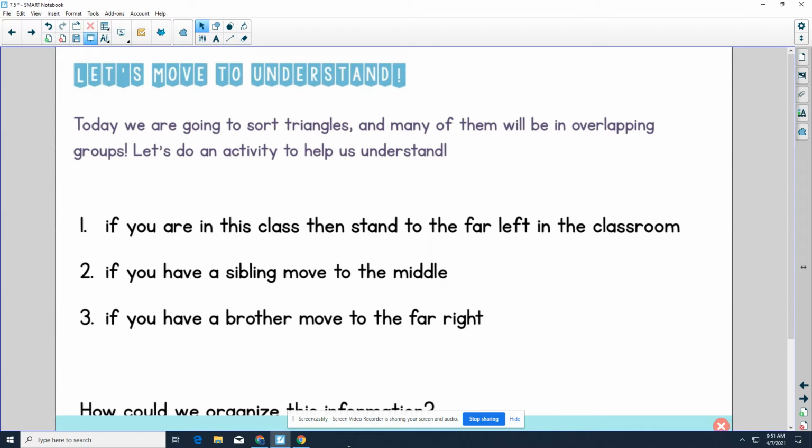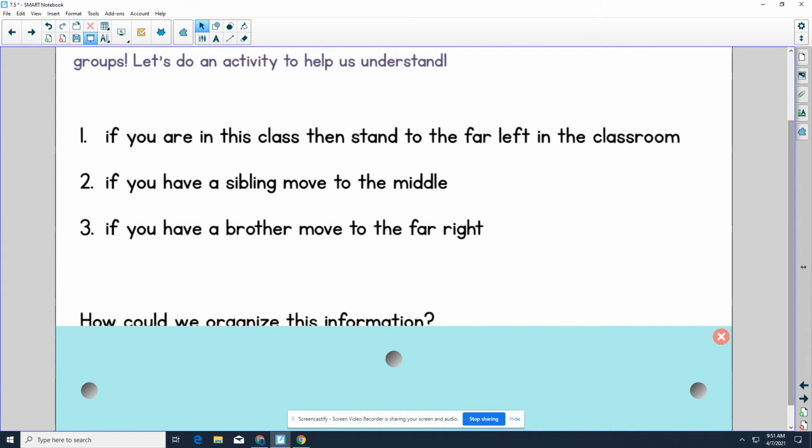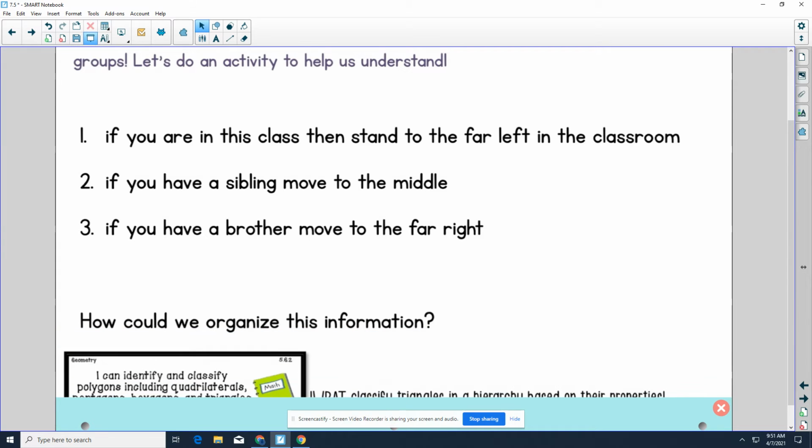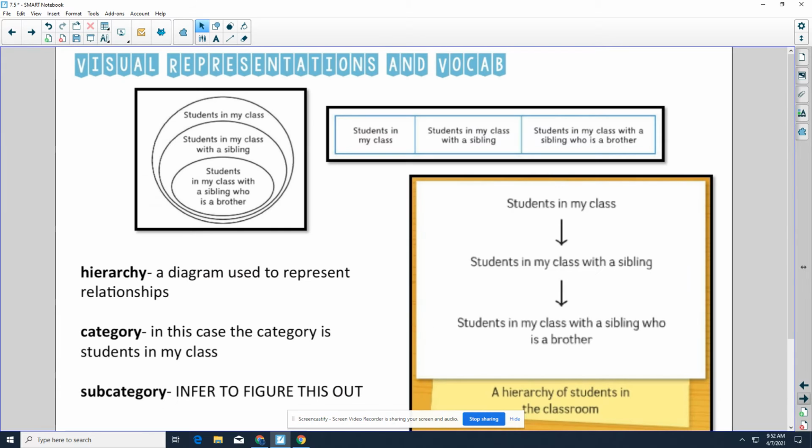So you can see how we're starting to organize information about people, right? So we started out with everybody in the class being on the left side of the room, but if you had a sibling, you were separated from the people who did not in the middle. And then if you had a brother, you were on the far right of the room. So now we would have 3 sections, and we've split it up. So that's what a hierarchy is, it's a way of organizing based on attributes.